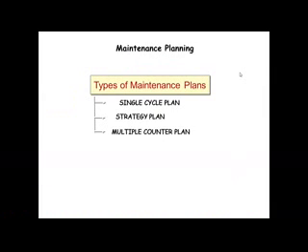And in the preventive maintenance plan, we do have single cycle plan, strategy plan, and multiple counter plan. Single cycle plan is nothing but we have only one cycle for doing the maintenance activity. Strategy plan will have multiple cycles like 500 hours maintenance, 1000 hours maintenance, 1500, 2000, 5000, 6000. That will have different strategies. And multiple counter plan.